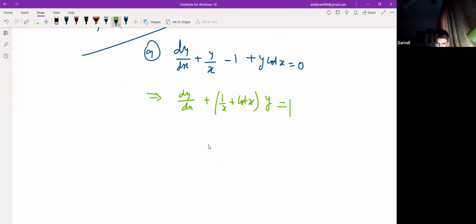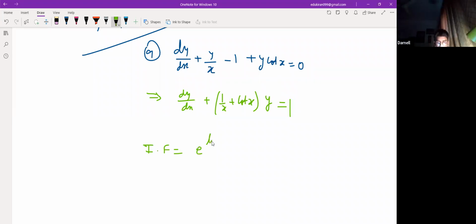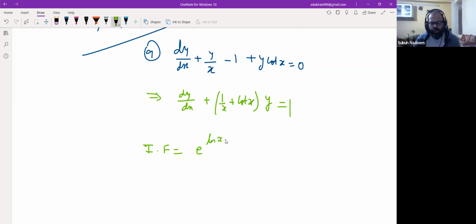So I got P as 1 by x plus cot x and Q as 1. Now what is the integrating factor that you are getting? e raised to log x sin x. e to the power, this will be log x, and the integration of cot x will be log of sin x. So that will be log of x sin x. Now there is a property of natural log that e to the power log of anything is that thing, so x sin x. e and log will cancel. They are inverse functions of each other.